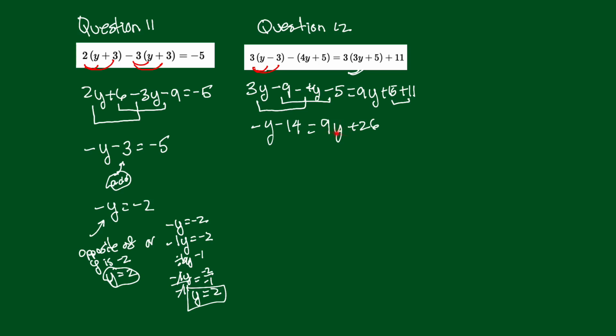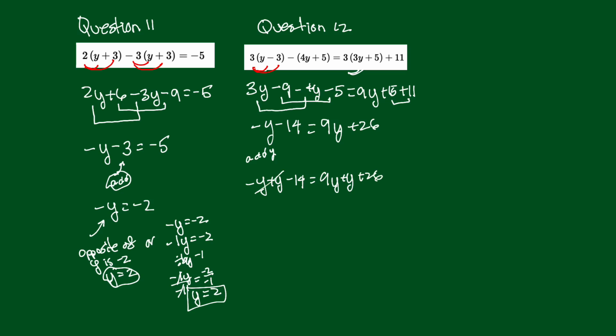So let's get all the y's on the right side. That means we have to eliminate this one. Well, we're down 1, so why don't we add 1? So what I'm going to do here is I'm going to add a y. So I'll go ahead and write it. So I'm going to get negative y plus y minus 14 equals 9y. Now add a y plus 26.